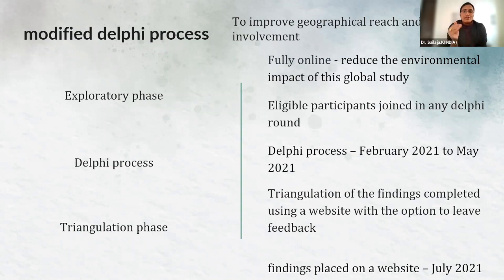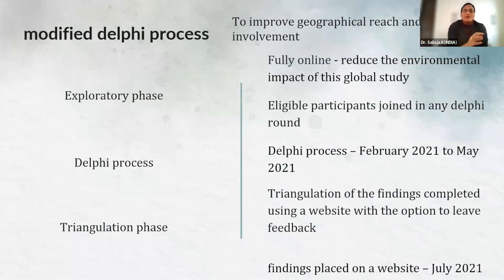So participants could join in any of the 3 rounds. That was a good thing, because there is a lot of fallout and addition that keeps happening. And the Delphi process took place from February 2021 to May 2021.